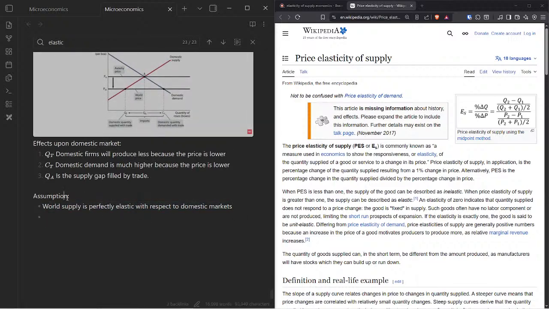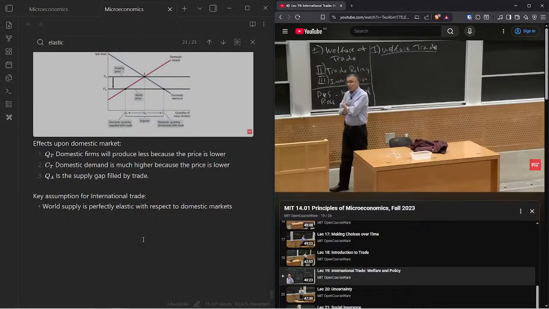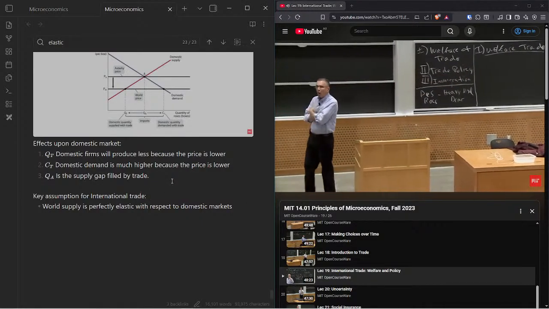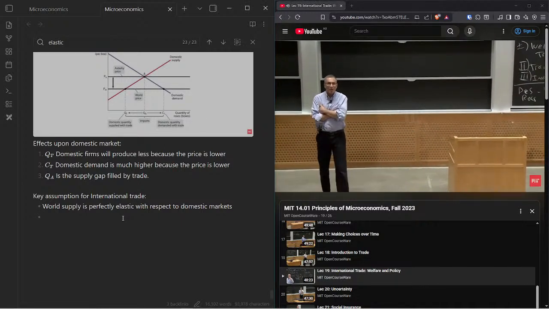Okay, so this is a key assumption for international trade. World supply is perfectly elastic with respect to domestic markets. This is what we typically call a small open economy model, a small country open economy model.